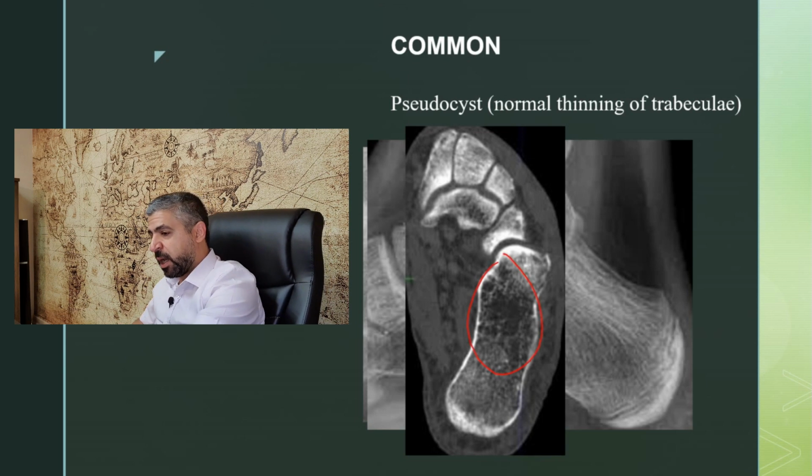When you do a CT scan, you can see that this area has thinned trabeculae, but it's normal. There is no lesion here. Everything is in place. No defect, no abnormality. Look carefully here. There is nothing. So this is normal thinning of the trabeculae causing pseudocyst. Now let's go to the uncommon and the more interesting pathologies of lucent bone lesion in the calcaneus.